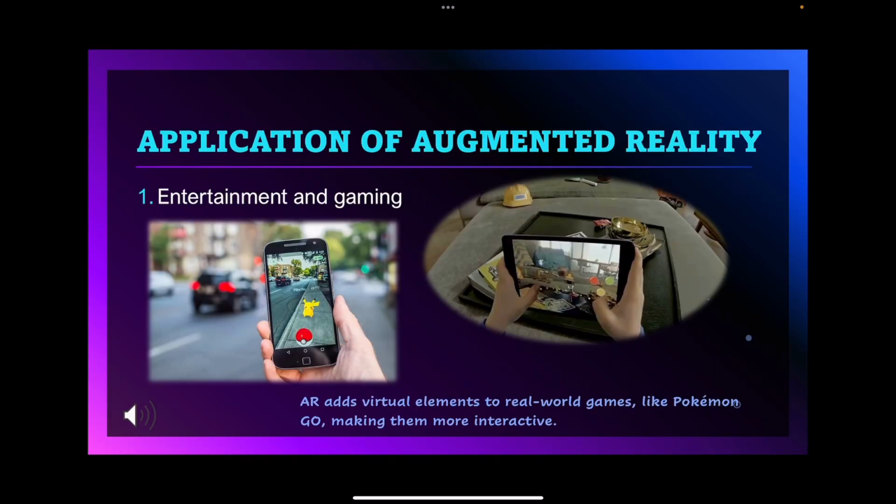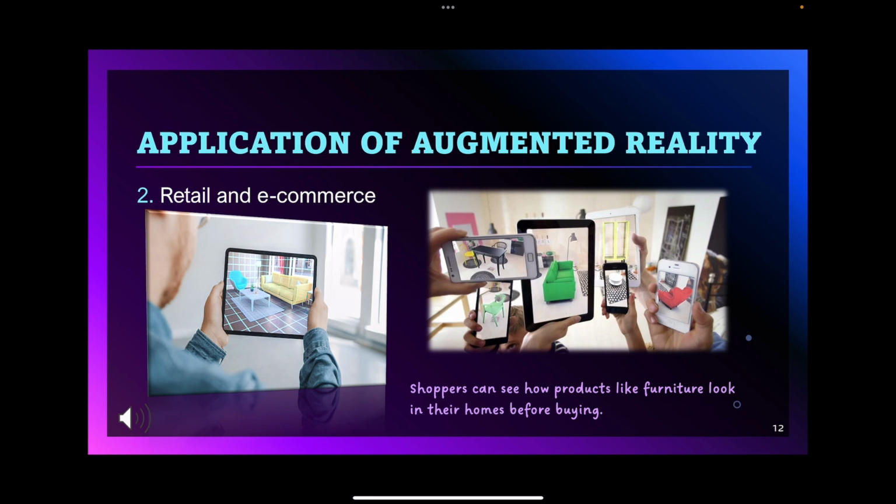The first application of augmented reality is entertainment and gaming. AR adds virtual elements to real-world games like Pokemon Go, which create immersive and interactive gaming experiences. The second application of augmented reality is retail and e-commerce. Shoppers can see how products like furniture look in their homes before buying.